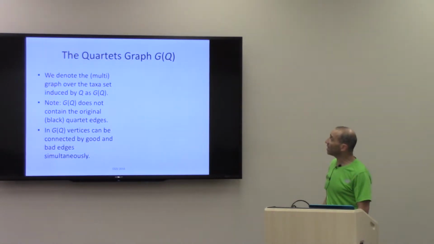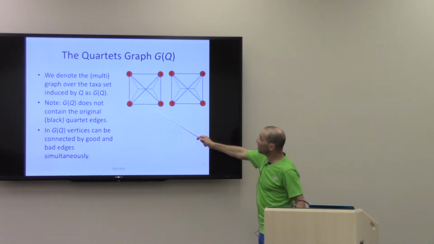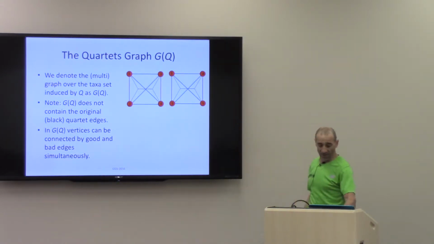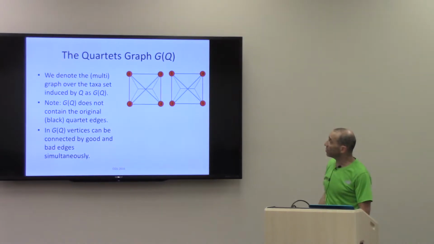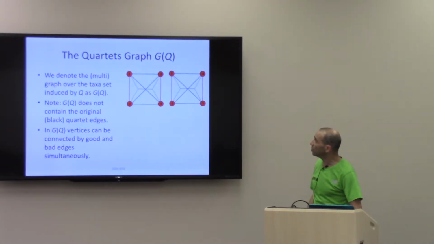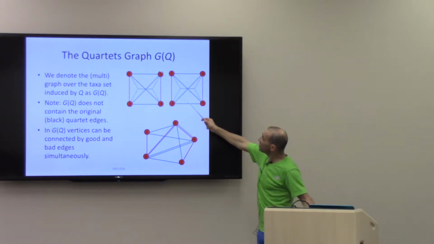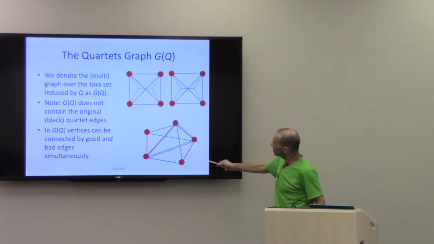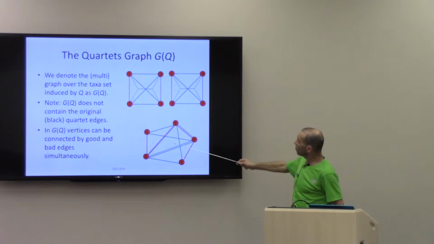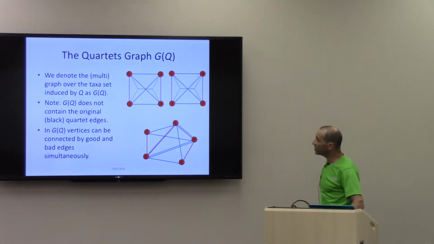A maximum cut will strive to put cherries together, to put this and this together, or to cut here and not anywhere else, to cut all the good edges. We note the multigraph, so we here have these quartets. Let's see how this goes into our graph G of Q. So this is capital Q, this is G of Q, and all the edges here are from Q. 4 bad edges and there should be 8 good edges here. I hope so.